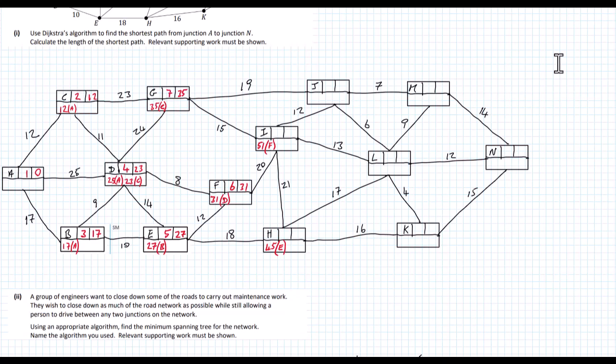Okay, so let's go from G then. So we've got G out this direction here. So you've got to take 35, add 19, that's 54, and that comes from G. We can go down along this direction as well. So we've got 35 plus 15. That's 50. So that's lower than 51, so I'm going to include that. So that's 50, and that comes from G.